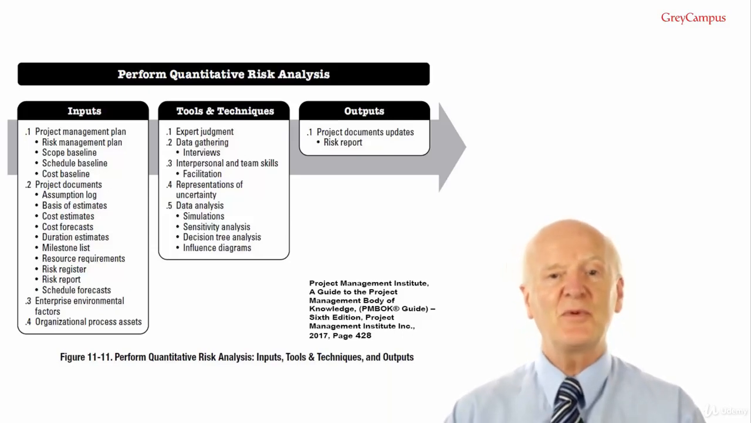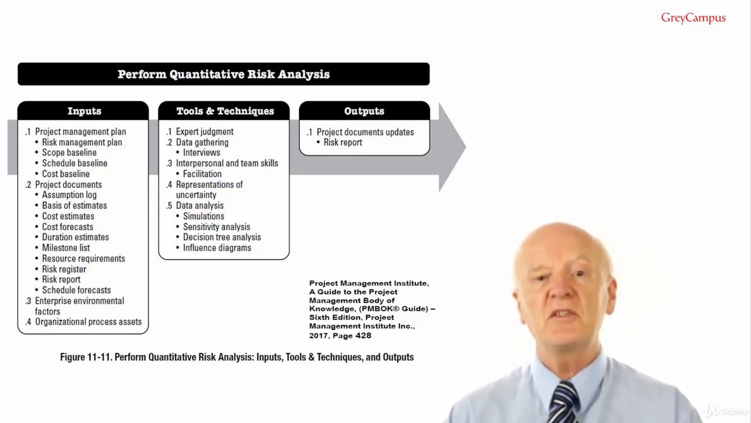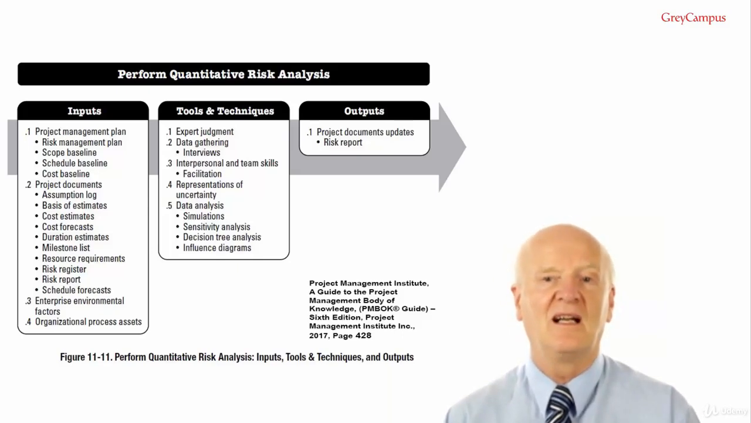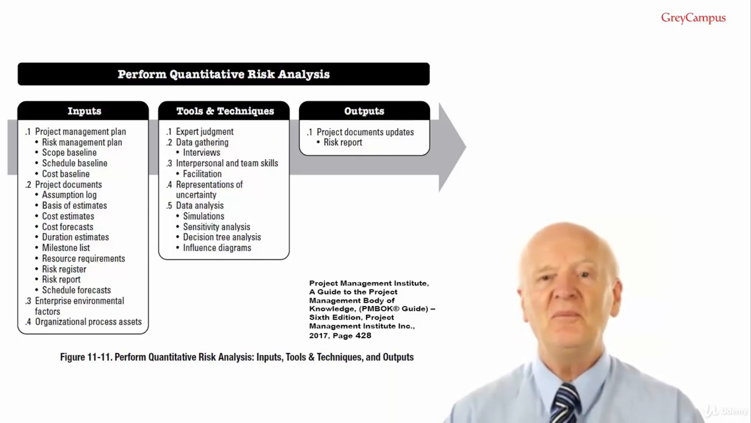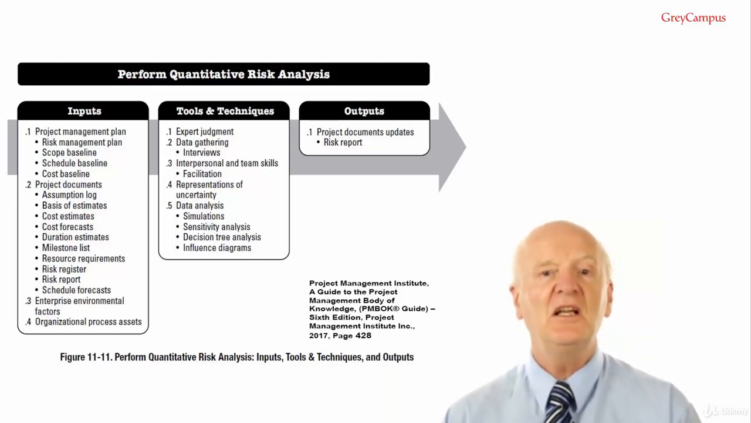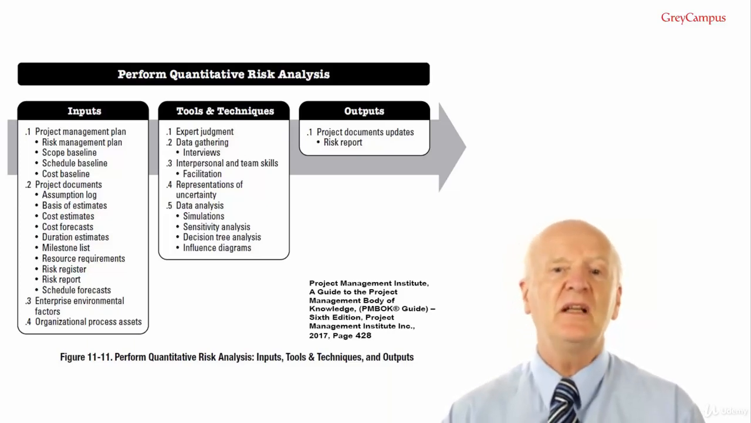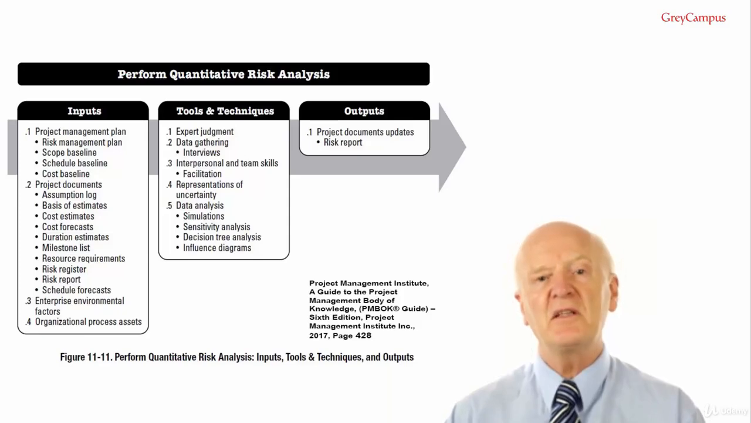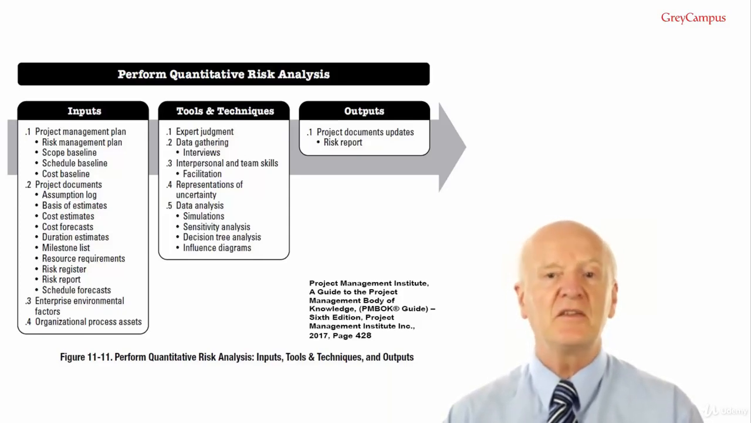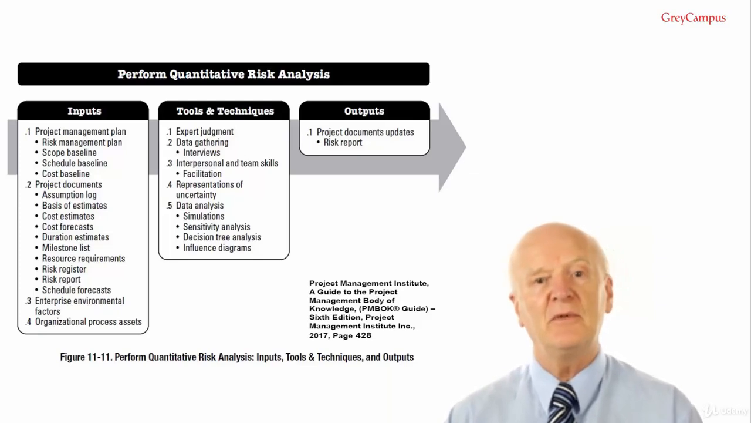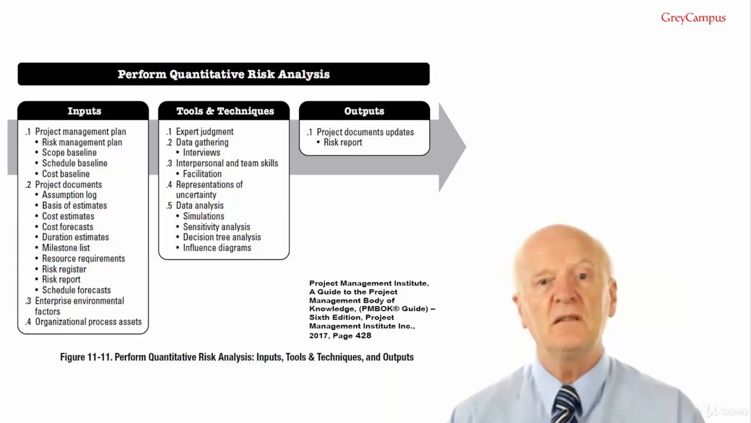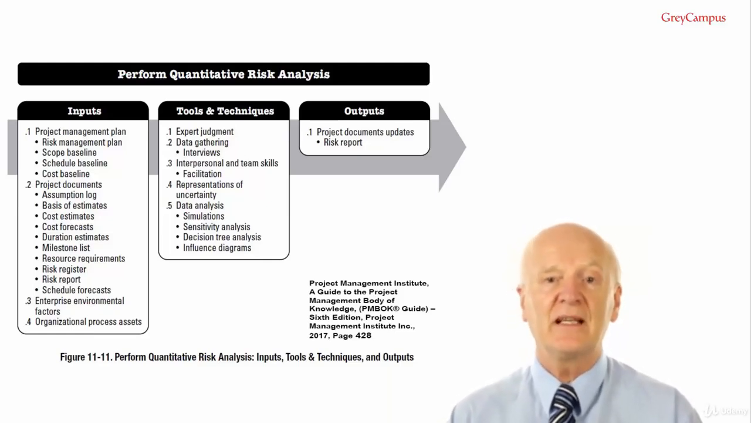Scope baseline. Do you remember what the scope baseline is? It's a combination of the agreed scope plus the work breakdown structure baseline plus the work breakdown structure dictionary baseline. The scope baseline describes the starting point from which the effect of individual project risks and their sources of uncertainty are evaluated. Schedule baseline, the cost baseline, all those baselines should be used to evaluate the effects of the individual project risks and other sources of uncertainty against.